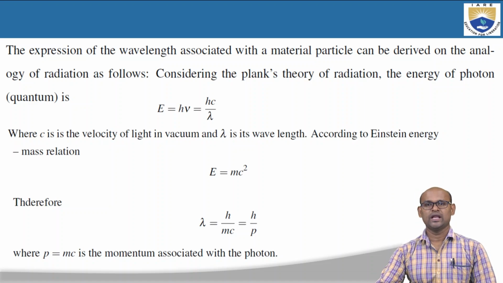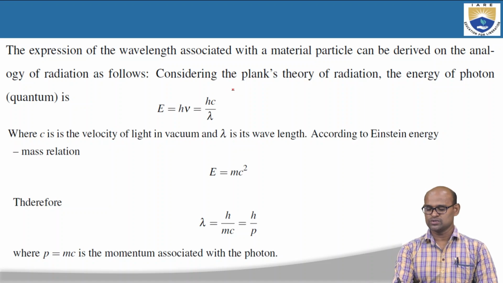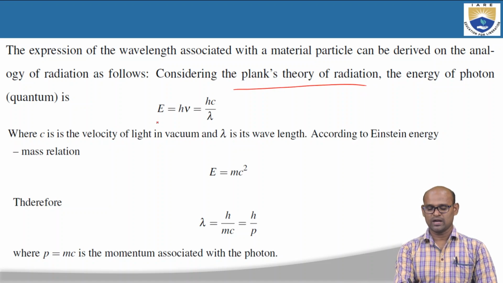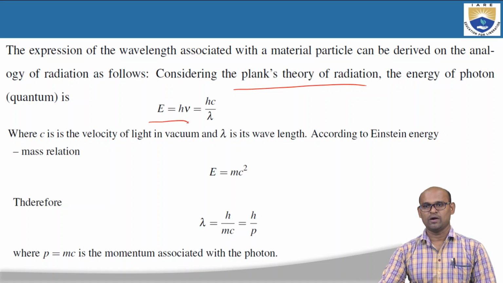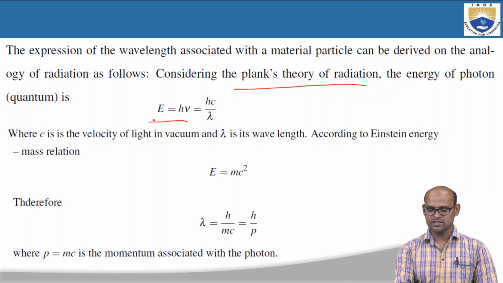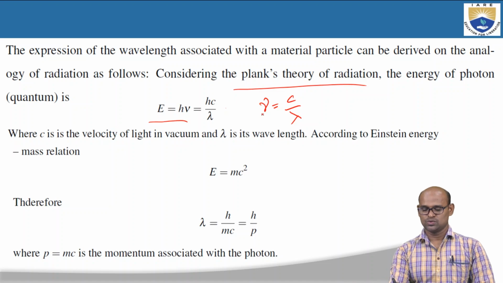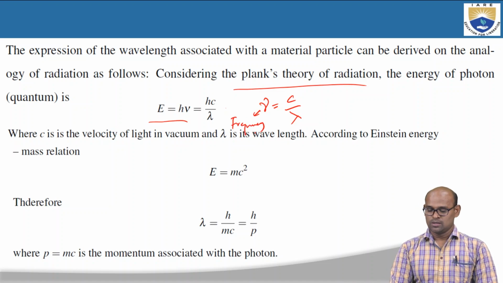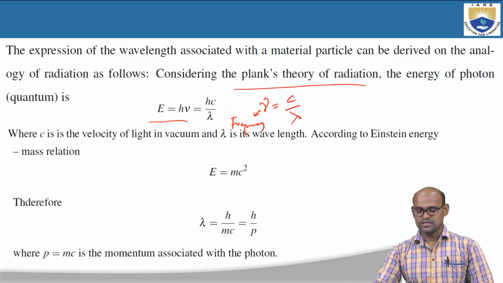To derive the de Broglie wavelength, I am going to use Planck's theory of radiation. Using Planck's theory, I am going to write the energy of a photon or energy of a particle, which is h nu, equal to hc by lambda, where nu is frequency, written as c by lambda. C is the velocity of light and lambda is wavelength.